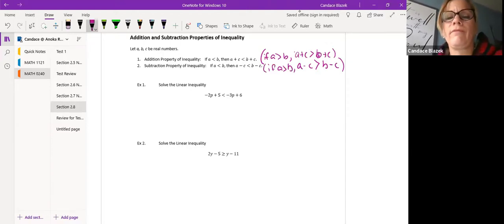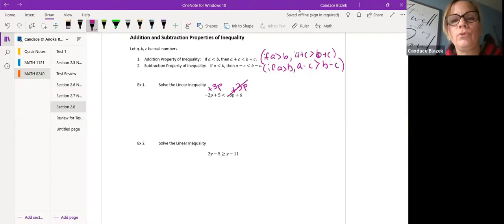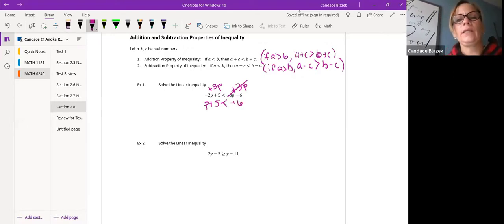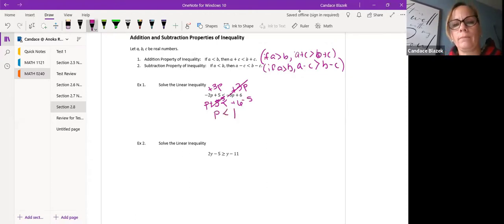So I know that if I add the same thing to both sides, and I'm going to start by adding this 3p, my inequality remains true. So negative 2p plus 3p gives me p plus 5 is going to be less than negative 3p plus 3p, that cancels, plus 6. And then to get p completely alone, I'm going to subtract 5 from both sides. Cancels off of the left, and I have p is less than 1.